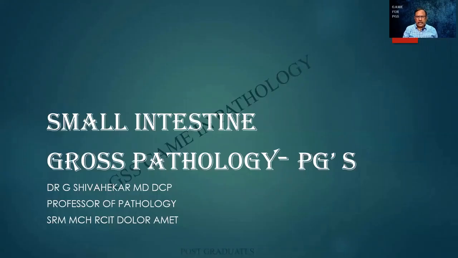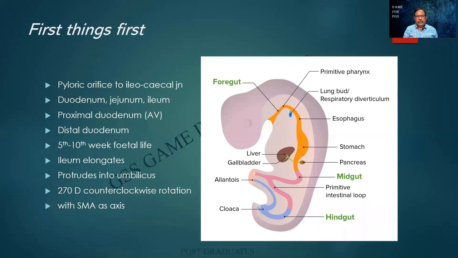The small intestine again for postgraduates. Grossing in pathology. First things first. Whenever we are to jump into any organ for that matter, we would be asked, what is the dimension? What are the parts, etc. And what is the embryogenesis? So here you find that it appears very simple, but then difficult to explain.